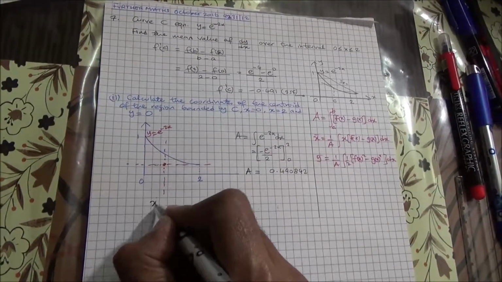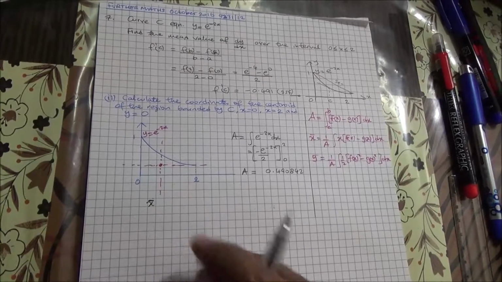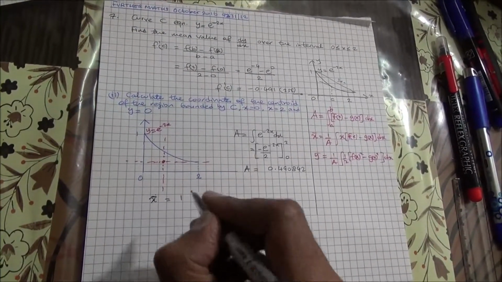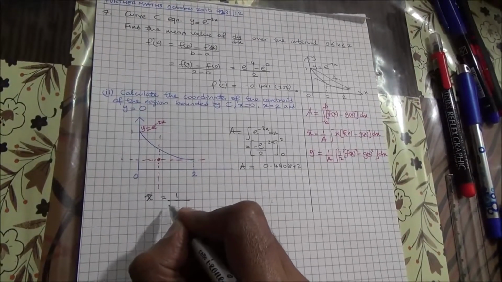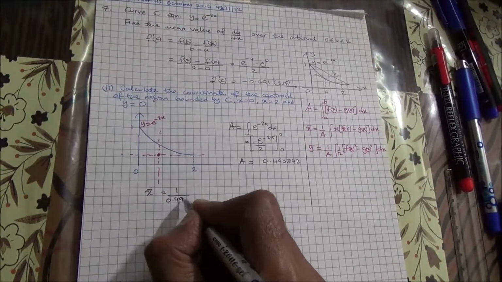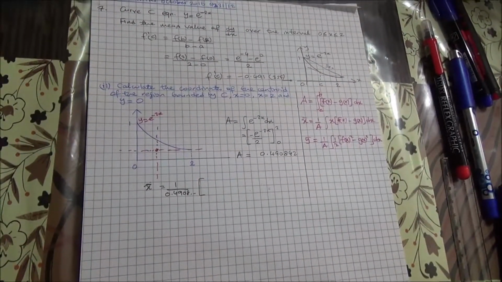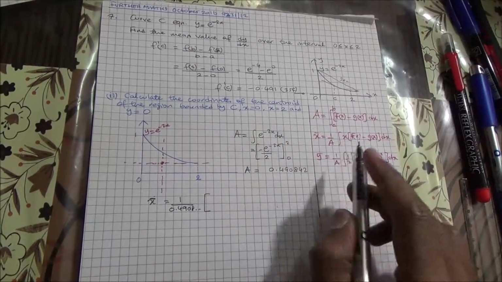Now for the x coordinate of the centroid, we're going to put 1 over the area, which we just found, 0.4908 and so on, times the integral of the function.